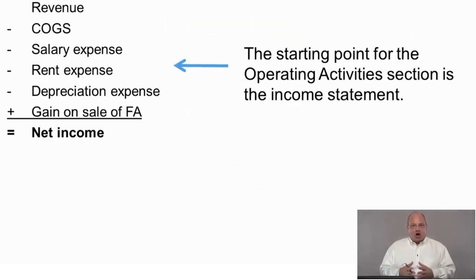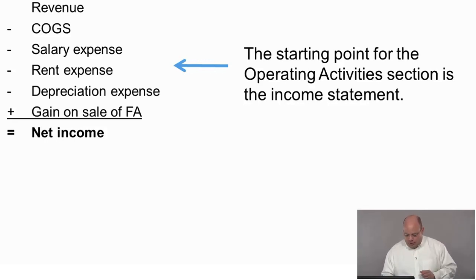We have a starting point for both methods as the income statement. And we've prepared just a very simple income statement here. Revenue minus cost of goods sold, minus the salary expense, minus the rent expense, minus the depreciation expense, plus the gain on the sale of fixed assets. Okay, that's equal to net income. So we have the same starting point for both methods.